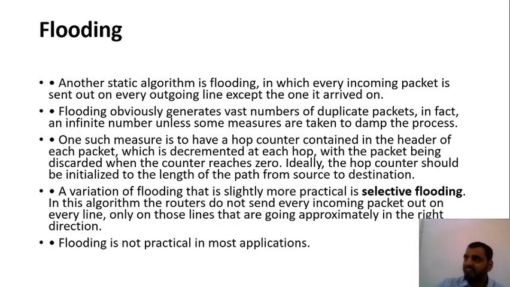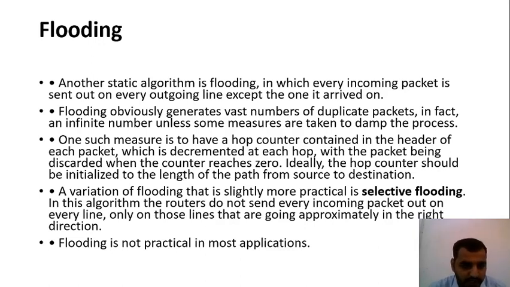If there are 5 routers in a row, I'll set the hop count as 5. For every node it reaches, it will decrement by 1. So at the last, when it comes to the destination, the hop count will be 0. So the packet will be received.